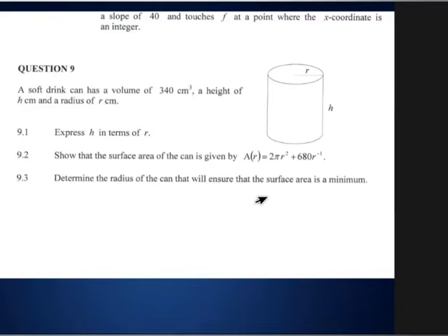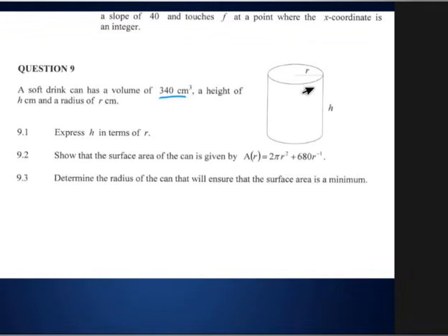Alright, here is another question, also relatively easy before we go deeper. So now they said a soft drink has a volume of, so notice they give you the volume, right? So if they give you the volume, obviously they're going to ask for the minimum or maximum surface area. If they give you the surface area, they're going to ask for the minimum or maximum volume, right? This is a 3D shape. So they said a soft drink can has a volume of 340 centimeter cube, a height of h and a radius of r.